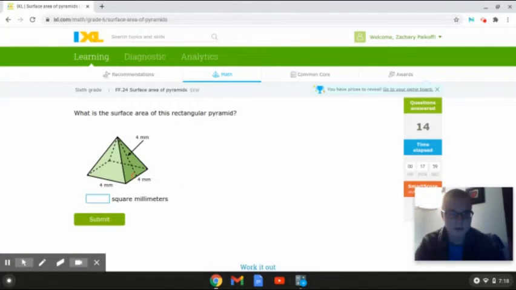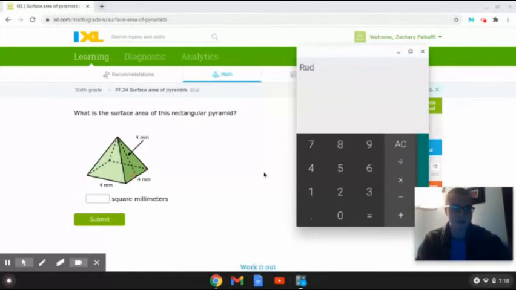Alrighty, so this last problem reads, what is the surface area of this rectangular pyramid? As we can see here, this rectangular pyramid has a base of 4 millimeters and a slant height of also 4 millimeters. The way that we're going to be calculating its surface area is like we've been doing before. First, we're going to multiply 1/2, or 0.5, times the base, which is 4. And then we're going to multiply this answer times 4 as well because it is the slant height. Next, we're going to multiply this answer times 4 because there are 4 sides on a rectangular pyramid.